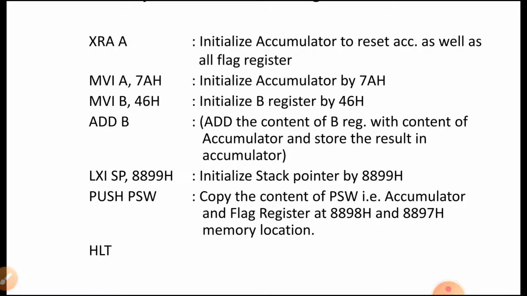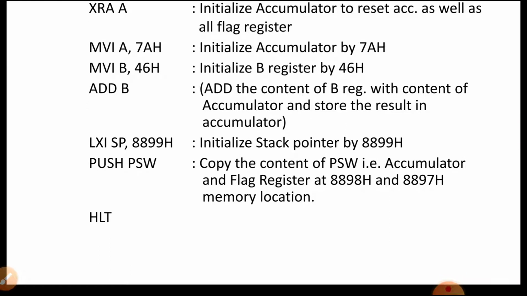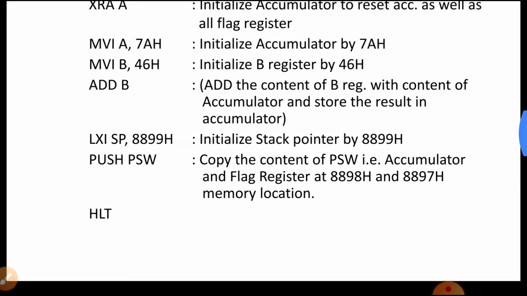So by doing push PSW, because of the property of the push operation, whatever is the content of the stack pointer is first decremented by 1, and the stack pointer will become 8898. Push PSW then copies the content of the higher order PSW register into the 8898 location, and the stack pointer is decremented by 1 again, so that it becomes 8897, and the content of the flag register, which is the lower order content of the PSW, will be stored at that location.